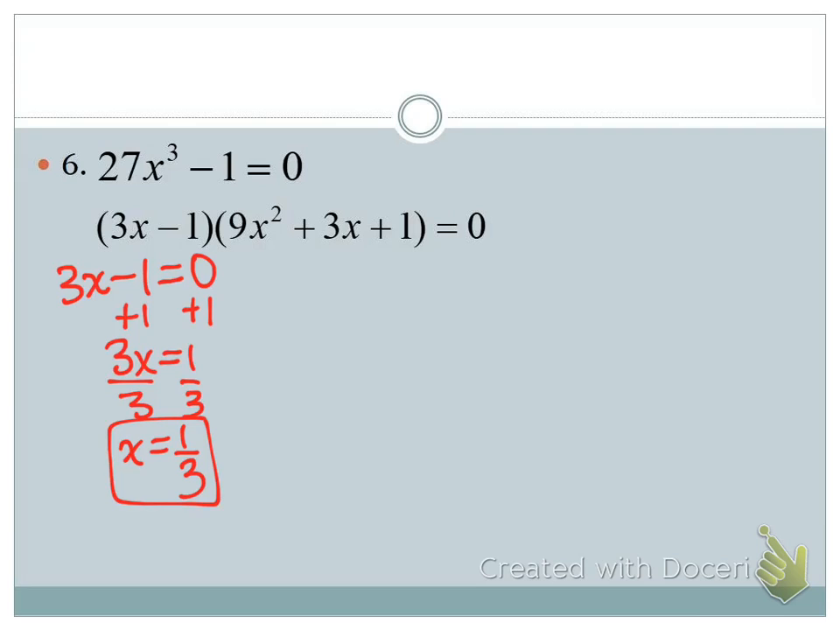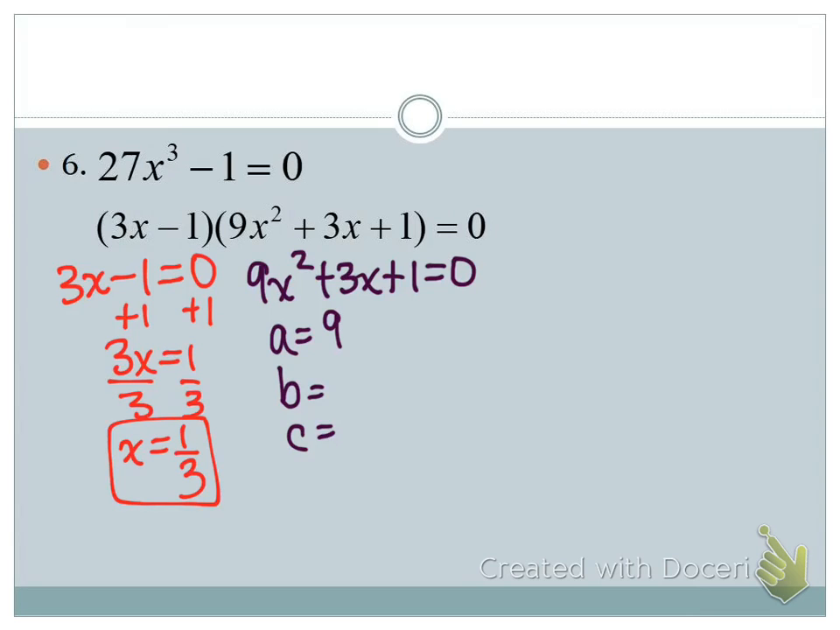Next, we have to take the other set of parentheses and set it equal to 0. In order to solve that one, we're going to have to use the quadratic formula. So we identify the A, B, and C. Who can help me do that? Somebody I haven't heard from yet. Oh, sure, Jacob. A equals 9. B is 3. C is 1.